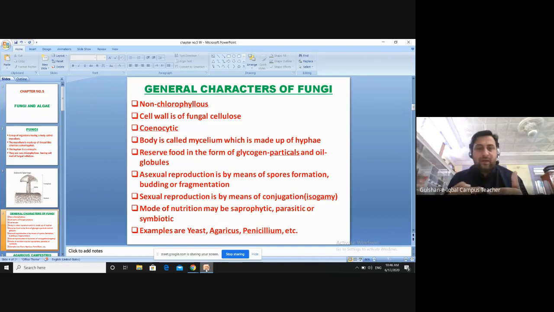Conjugation means that two molecules or two bodies of mycelium join together. One is the female body, the other is the male body. They join together, and after this joining, a new mycelium arises from them. That is called conjugation. The conjugation in fungus is also called isogamy.